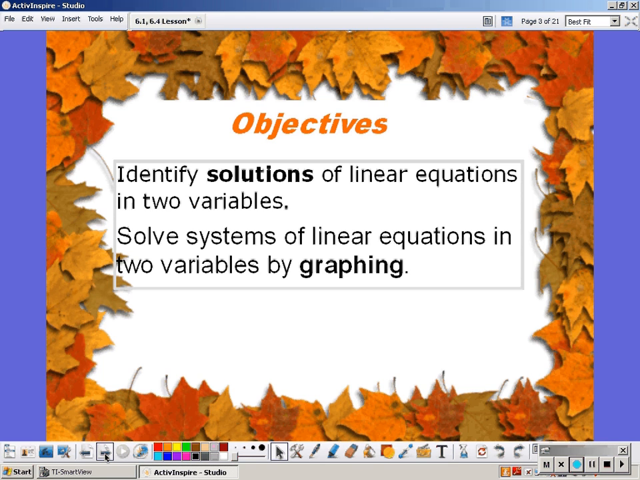Okay, so today we are going to identify solutions of linear equations that have two variables. Those two variables are the x and the y. And then we are going to solve systems of linear equations by graphing.